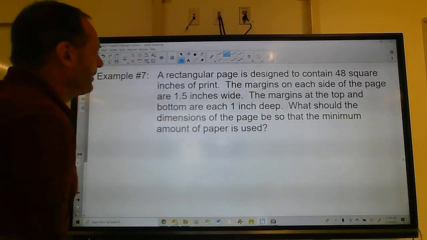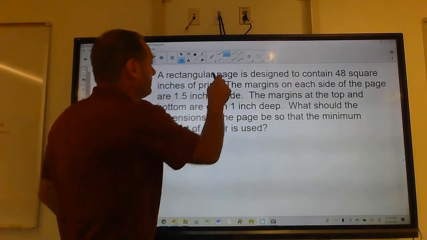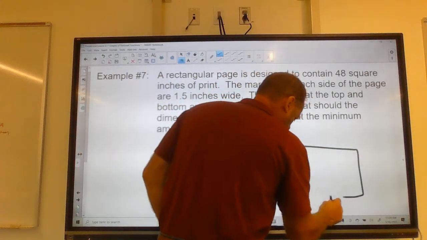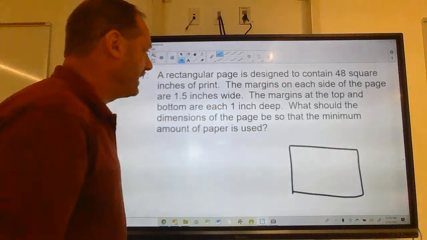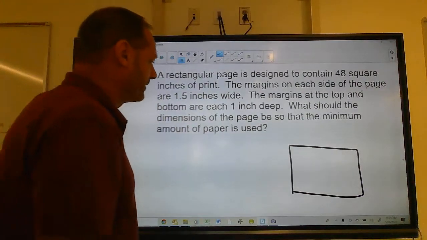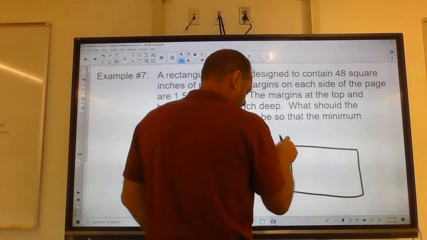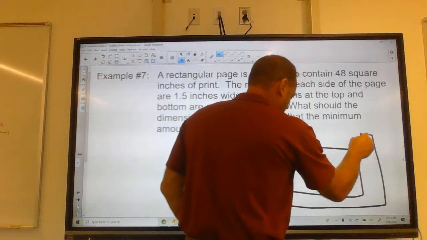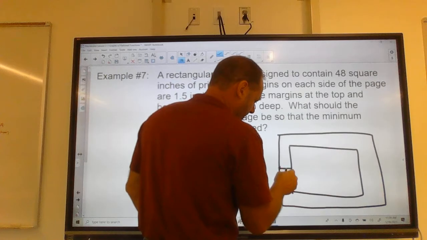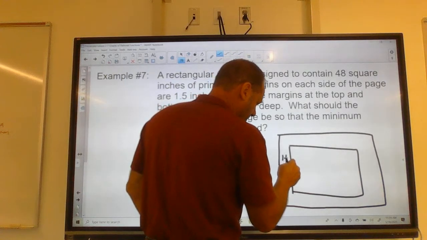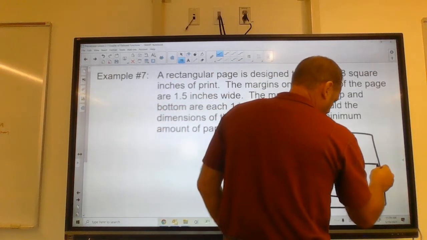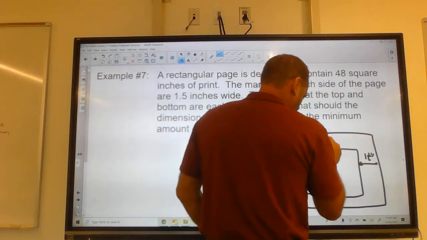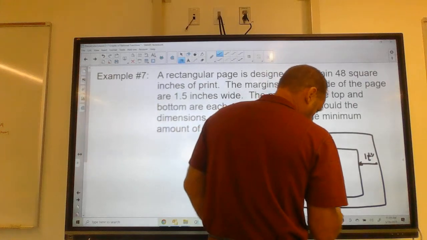Okay, so first thing you're going to want to do here is sketch a picture. So I'm going to have some kind of rectangle, and I know that the writing is going to be here, and then the paper is going to look like this. It's going to have 1.5 inches here, and 1.5 inches here, and it's going to have 1 inch here, and 1 inch down here.